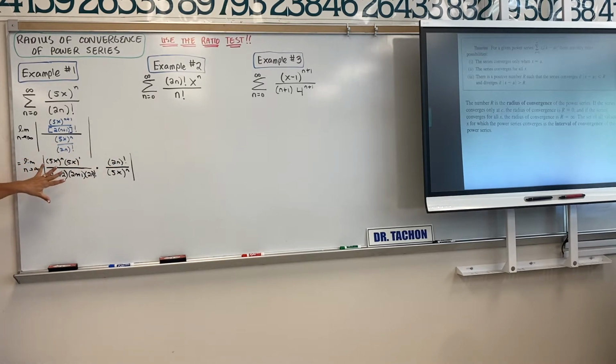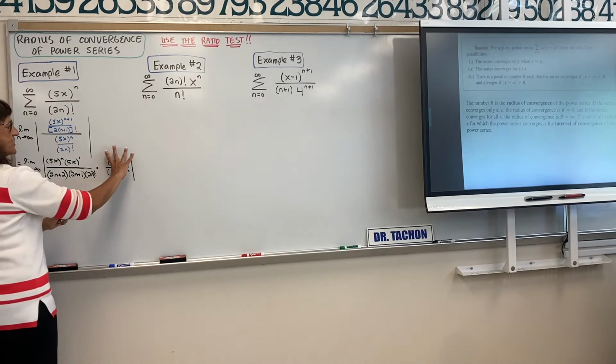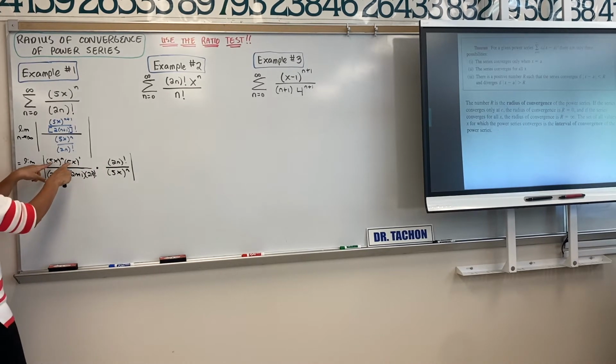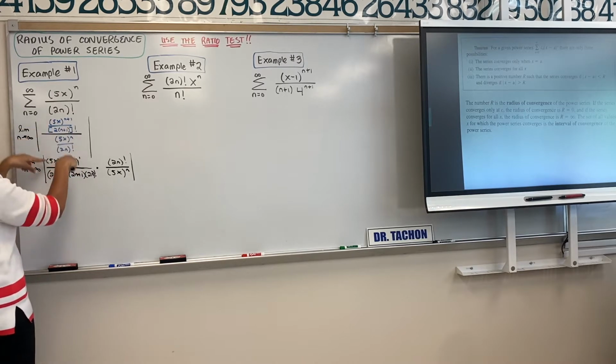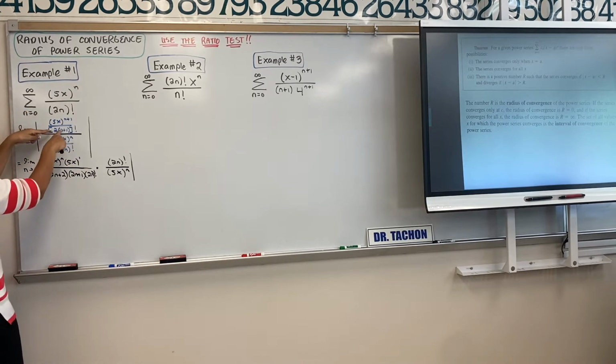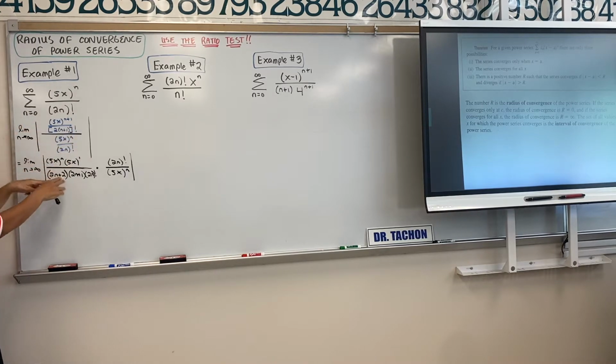But what did I do over here? Breaking this up, as I'm writing this left fraction down, I'm eyeballing the right side to see what I need to make things drop out. So 5x to the n times 5x to the first: keep the base and add the exponents, that's 5x to the n plus 1. Here I have 2n plus 2 factorial. What is 2n plus 2 factorial? It's 2n plus 2 times 2n plus 1 times 2n factorial.